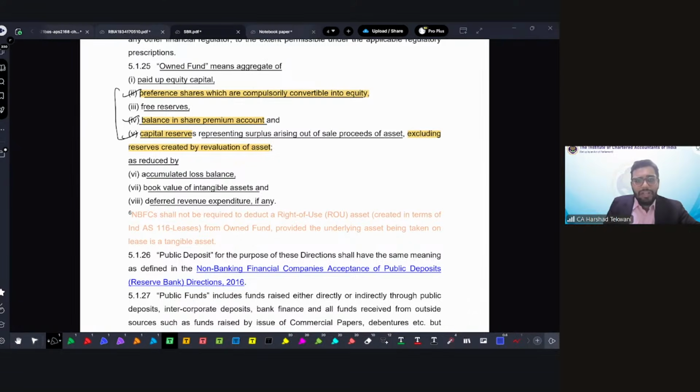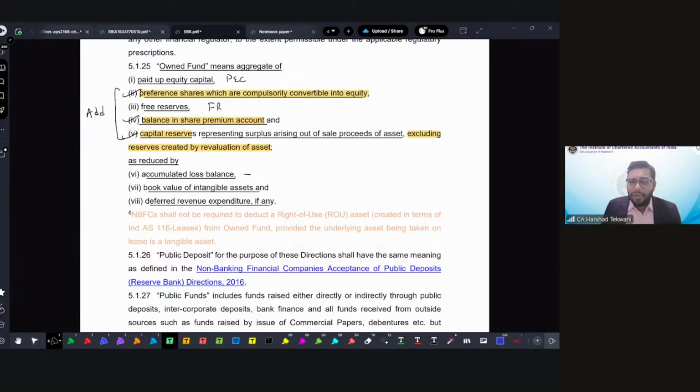These are the additional compared to the Act. But the point remains the same that we were talking about paid up equity capital. We were talking about free reserves. Now also preference shares which are compulsory convertible into equity, future equity, you are counting. These balance and share premium and capital reserve are counted as a free reserve. Revaluation reserve or revaluation of asset and reserve created from that, they are not the free reserves.